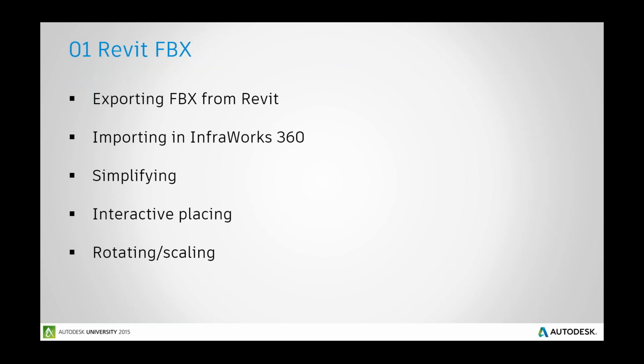You could take it via FBX into 3ds Max and use ProOptimizer to clean up the geometry, or there's a simplify tool inside of Infraworks as well to reduce the polygon count. There's a very simple interactive placing tool. It's just point and shoot, close and refresh. And then finally, if you need to manipulate that model, there are options to rotate and scale the geometry you bring in.